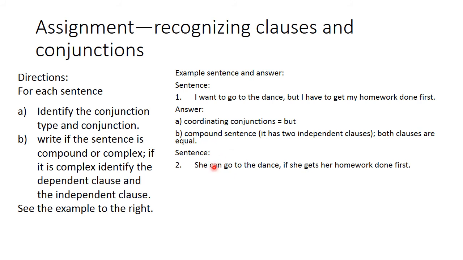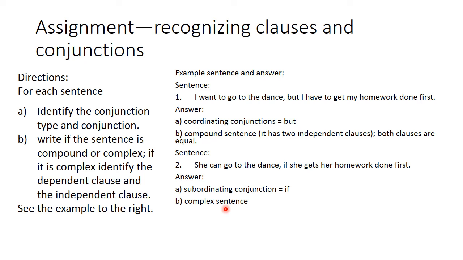Sentence 2, she can go to the dance if she gets her homework done first. The conjunction is the word if, okay? So this is a subordinating conjunction because when you add it to this clause, it makes the clause dependent. It no longer makes sense on its own. And that makes sentence 2 a complex sentence. Because remember, a complex sentence is a sentence that has at least one dependent clause attached to an independent clause.